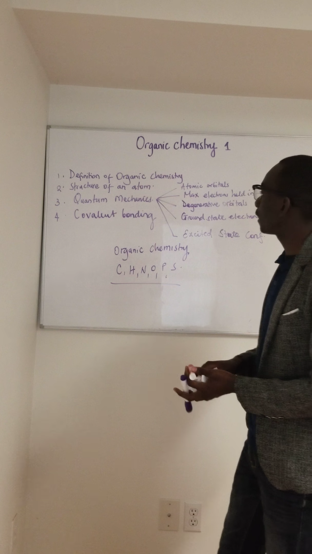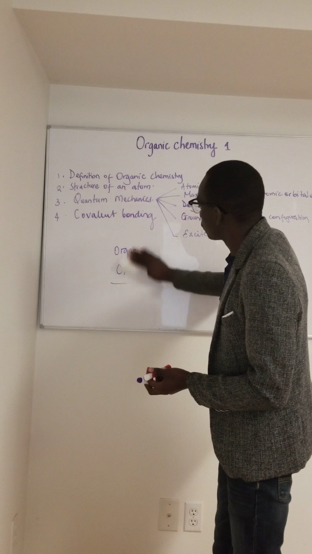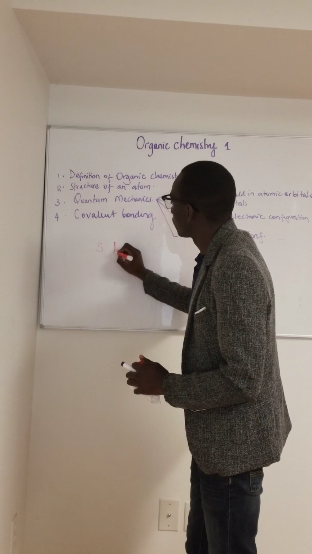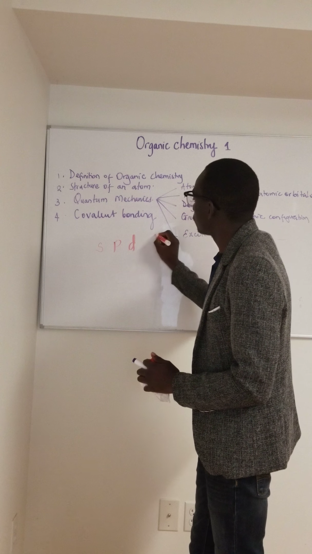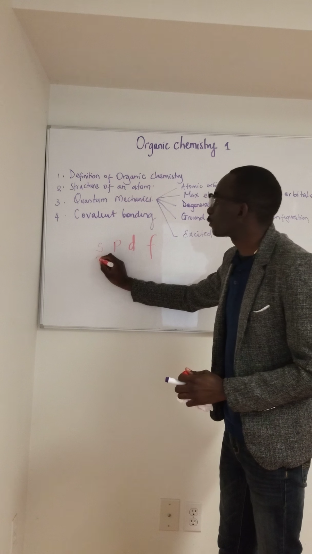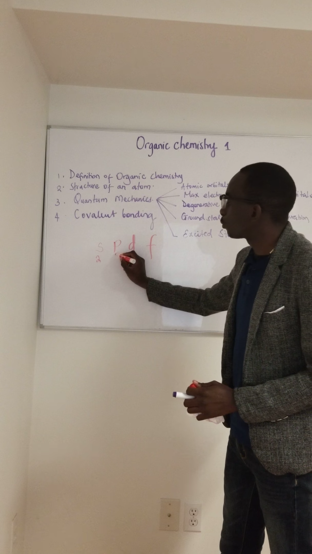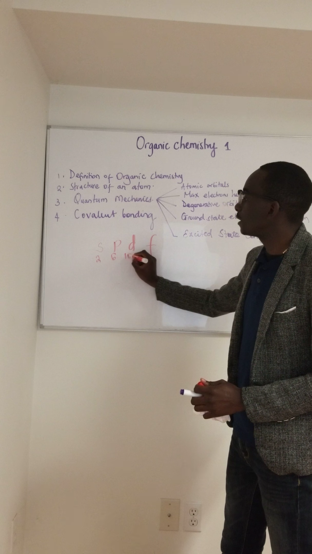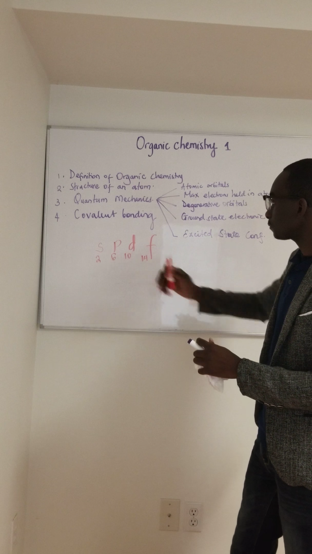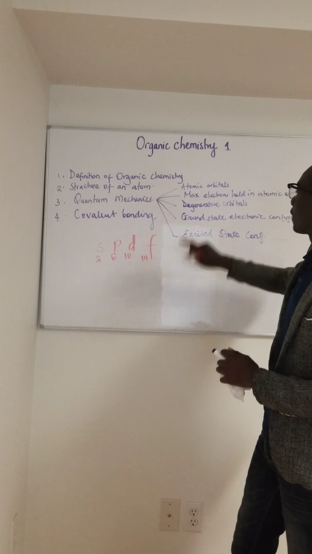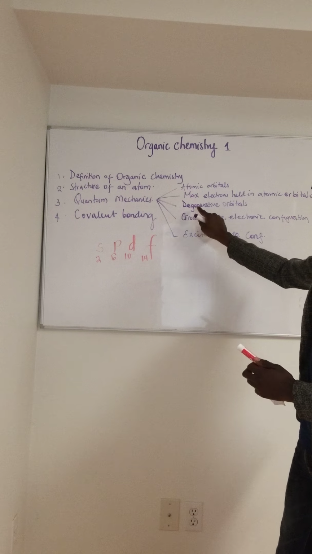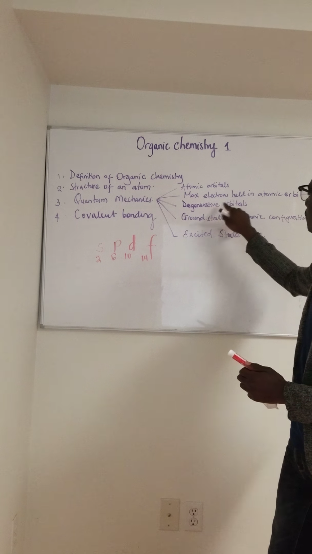So they classified atomic orbitals to be: we have an s orbital, a p orbital, a d orbital, and an f orbital. And the maximum electrons that we have in an s are 2. In the p orbital we have 6, in the d we have 10, and the f we have 14. So this is how they classified the orbitals and the maximum electrons held in them. And then on the third node we shall look at the degenerative orbitals.